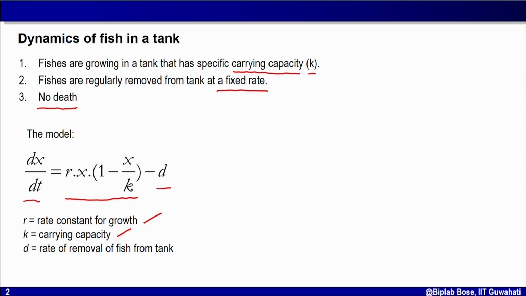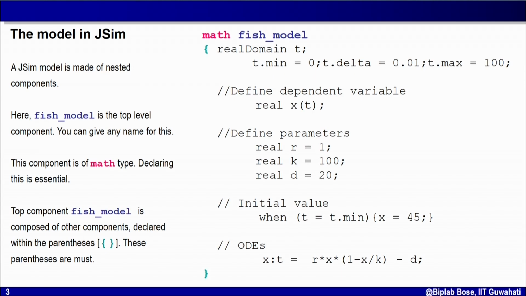Now obviously you can analyze it analytically, but we want to solve this numerically using JSim. So how do I write the code in JSim for this model? I have written down the code on the right hand side. You can see and try to understand what each of these components means. Remember, in JSim, a model has nested components.